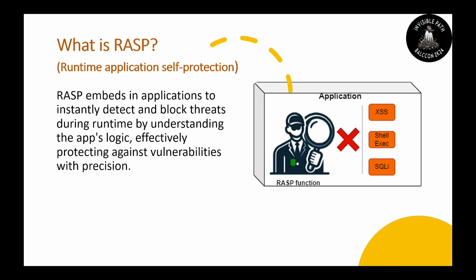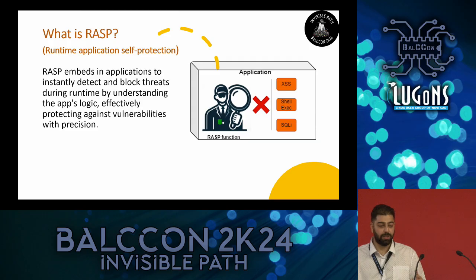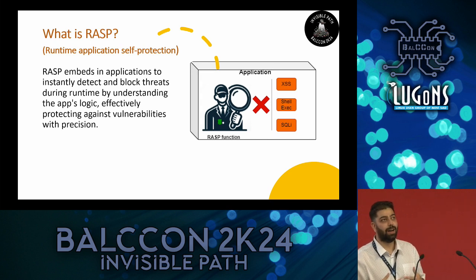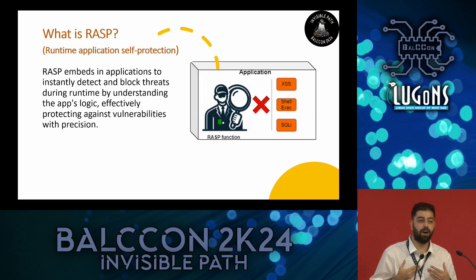So RASP, or runtime application self-protection. It's actually not a solution, I call it a function. It's a helpful function that we put inside the application we want to release, to battle against threats and exploitation in real time. That's super important. And it also understands the logic of my application.